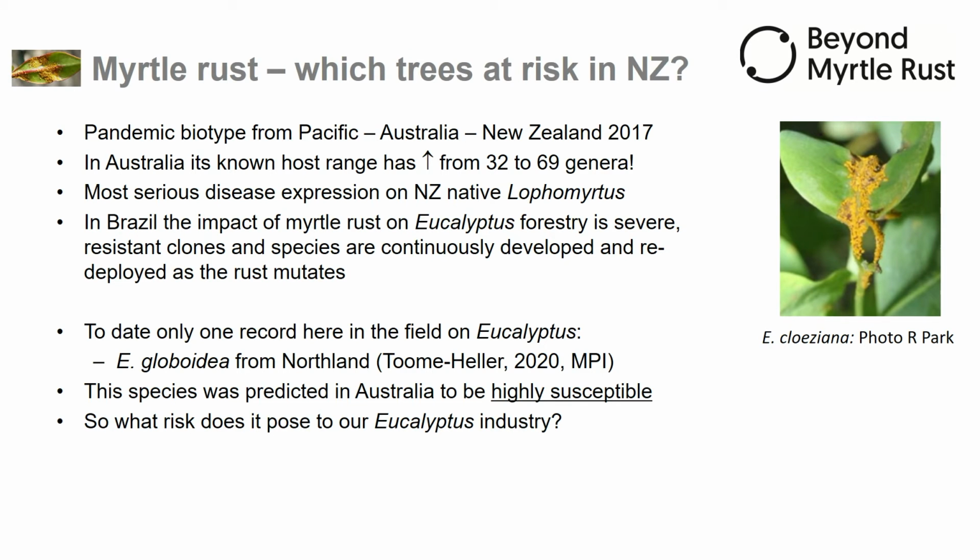So myrtle rust, what kind of threat is it to New Zealand? Since its arrival in 2017, we have the same pandemic biotype as is present in Australia. In Australia, the known host range has doubled from 32 to 69 genera of Myrtaceae, while the most serious disease expression in New Zealand natives has so far been on Lophomyrtus.